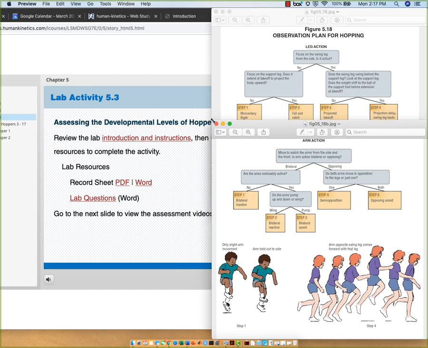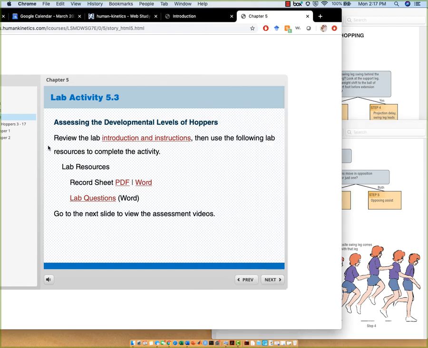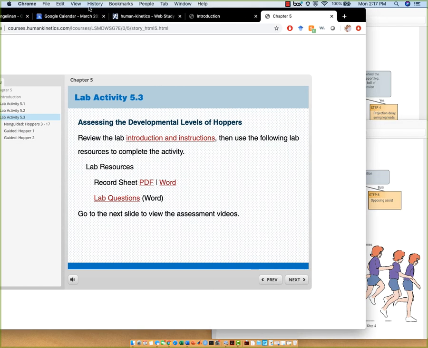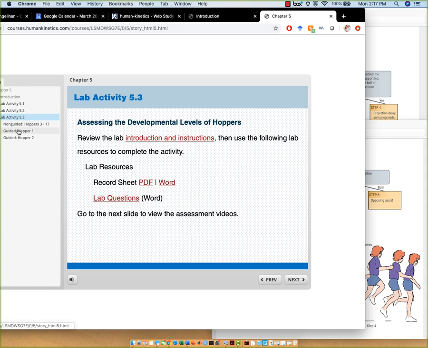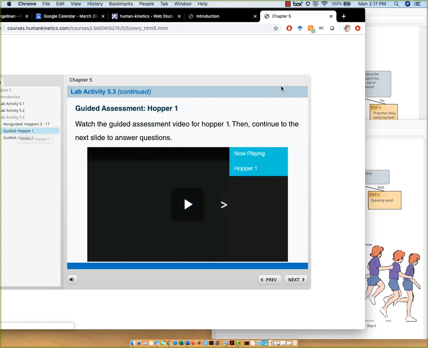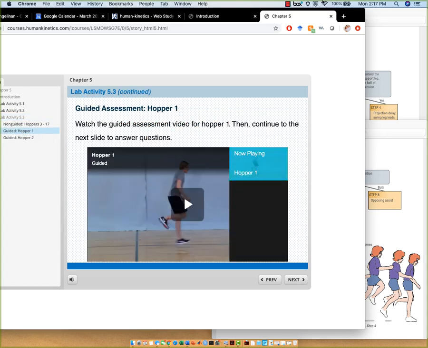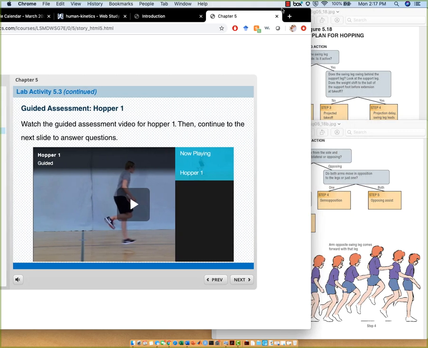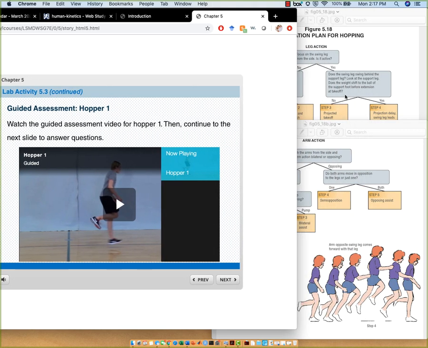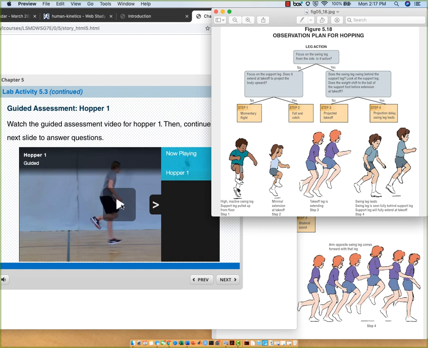Okay, perfect. So let's go ahead and watch the guided hopper number 1. And we're going to watch the video, and while we're watching the video, we're going to start focusing on the leg action for hopping first. So let's watch what happens here. So the first question in the observation plan here is, is the swing leg active? And we're watching it from the side view. So let's first answer that question.